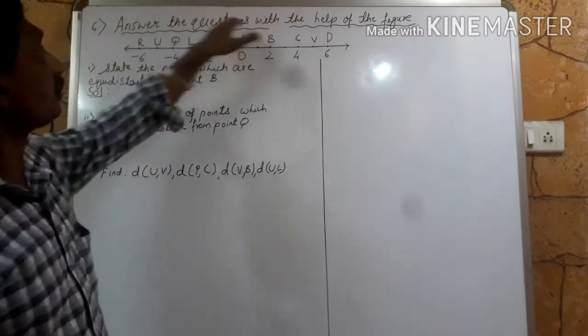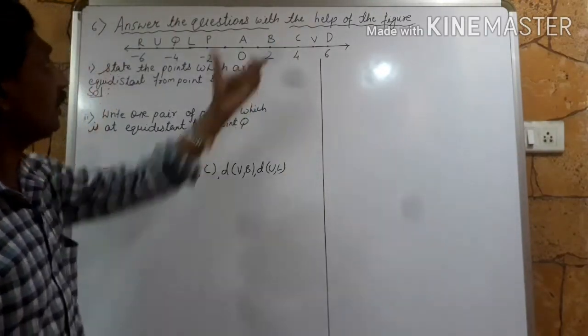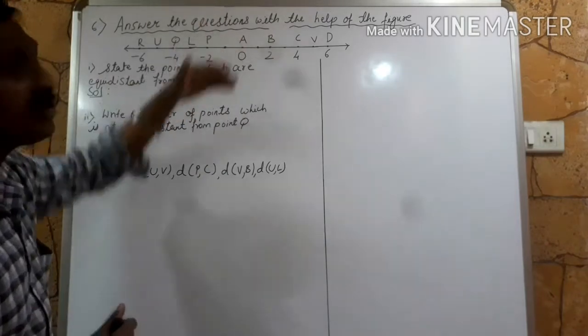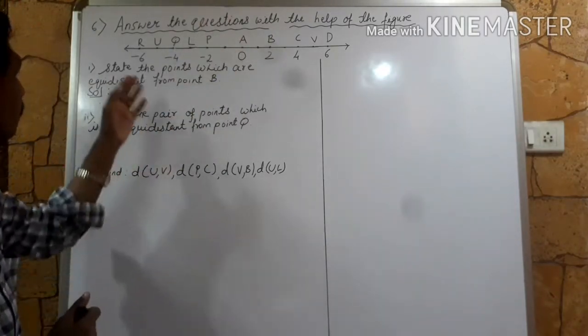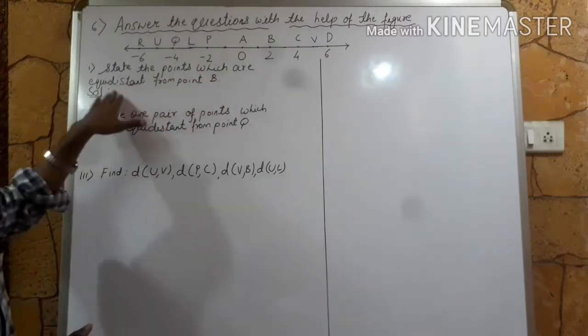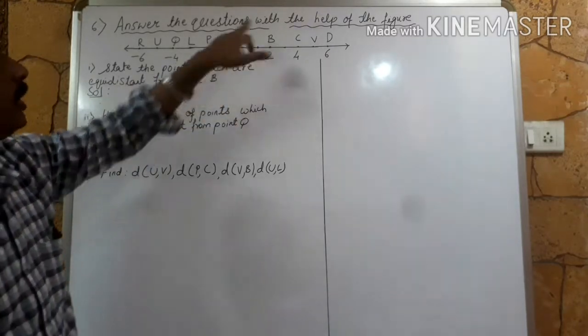Sixth one. Answer the questions with the help of the figure. A number line is given to us. On the basis of this number line, we have to solve and answer certain questions. Let's see the first one. State the points which are equidistant from point B. Where is point B here?